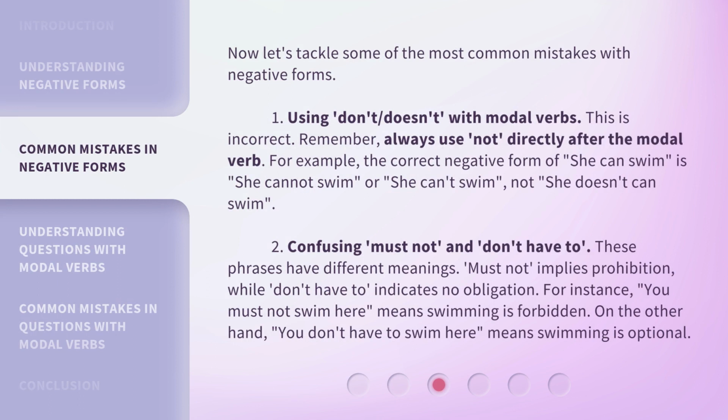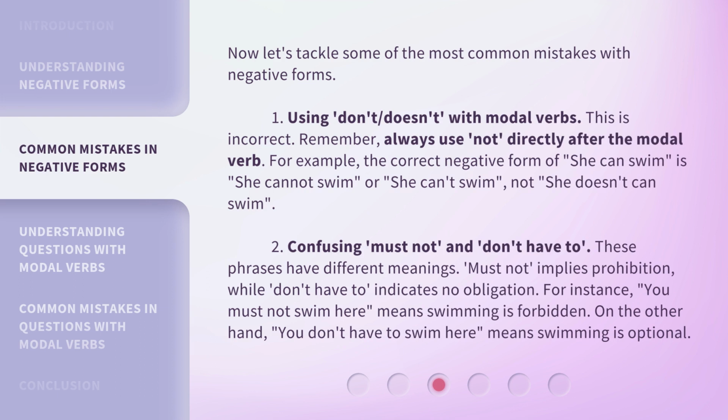Now let's tackle some of the most common mistakes with negative forms. 1. Using don't, doesn't, with modal verbs. This is incorrect. Remember, always use not directly after the modal verb. For example, the correct negative form of she can swim is she cannot swim, or she can't swim, not she doesn't can swim. 2. Confusing must not and don't have to.